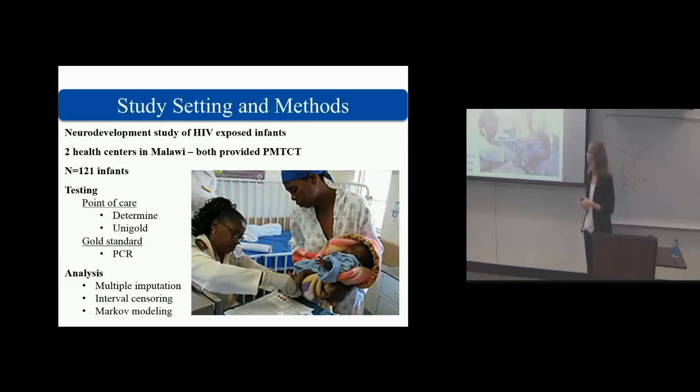Now, as you can imagine, we weren't in a perfect world, so we had quite a bit of missing data, where mothers didn't come back at every 3-month interval. We also had stockouts of Unigold. It's a real-world setting, so we ran out of tests a couple of times. So we imputed those missing values using multiple imputation. Now, we also collected data on 3-month intervals. So if we had an infection at 6 months, did it occur at 3 months, at 6 months, or somewhere in between? You can create a Kaplan-Meier survival curve using interval censoring to account for that. And then we used modeling, which I'll definitely go into detail.